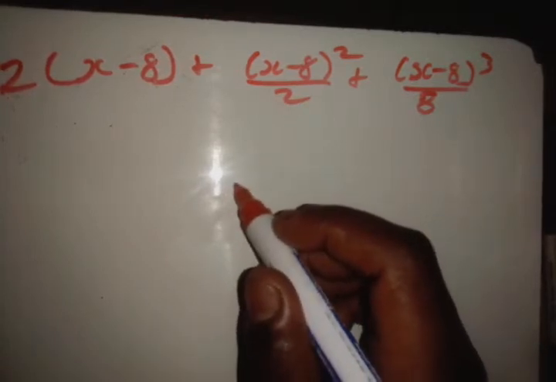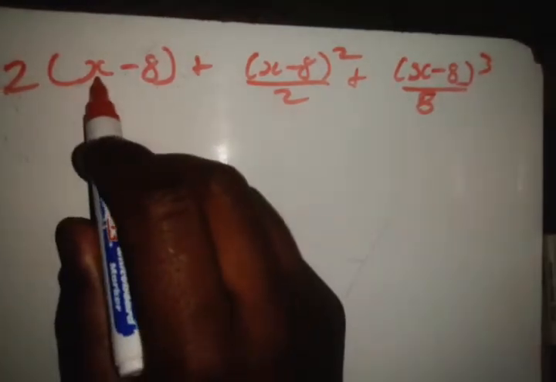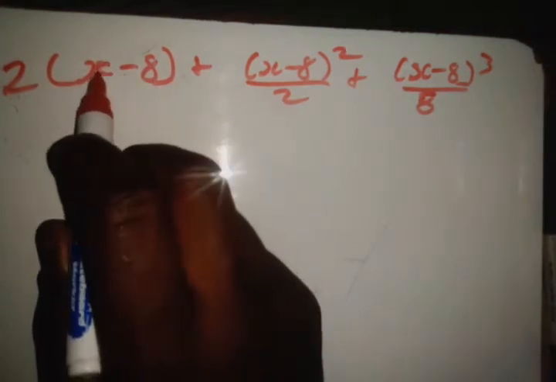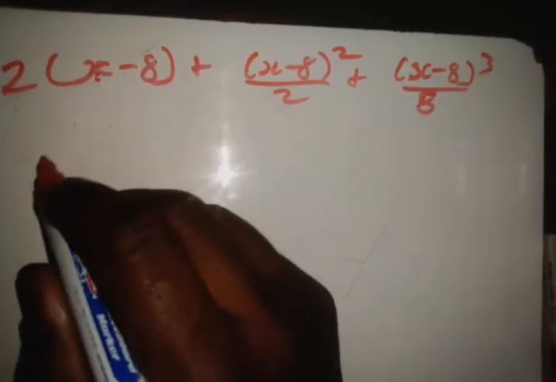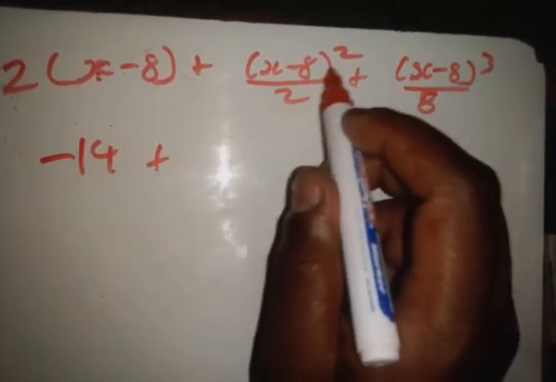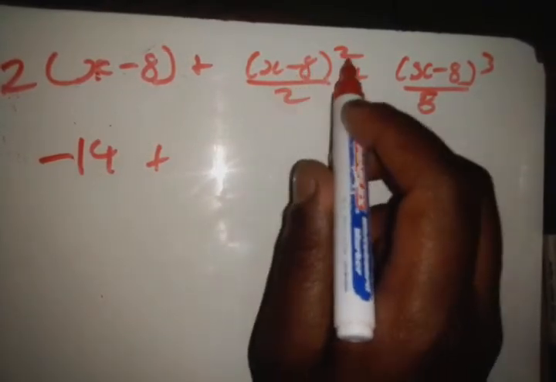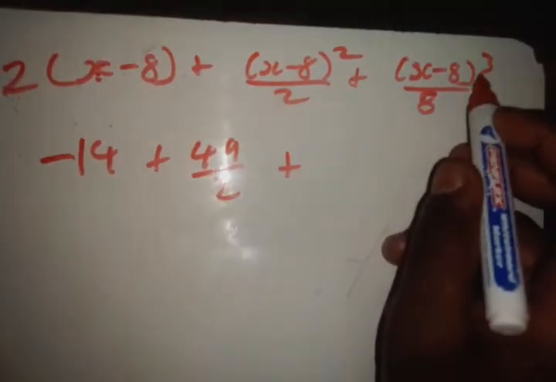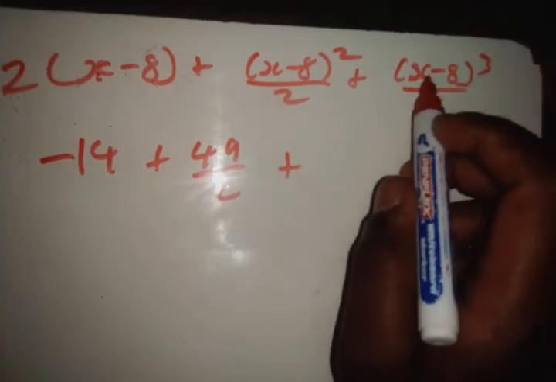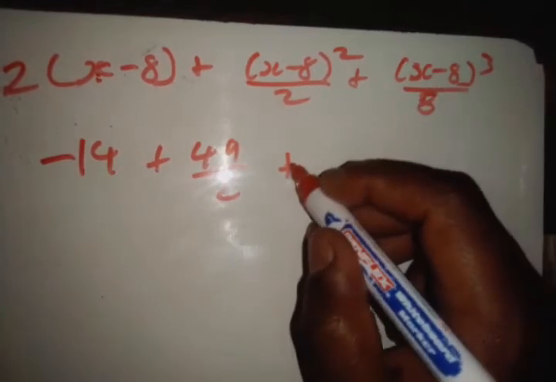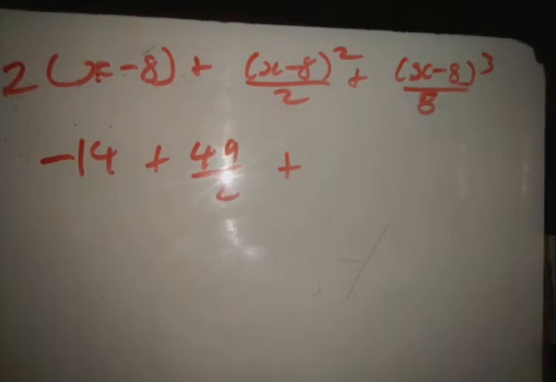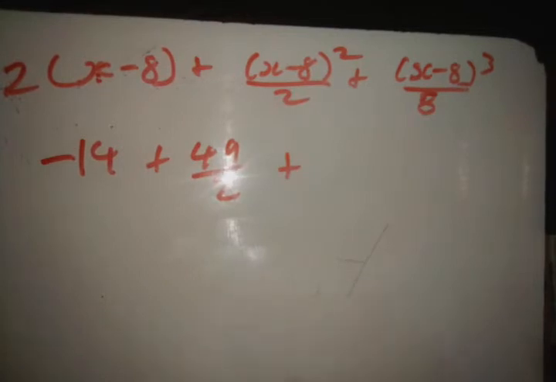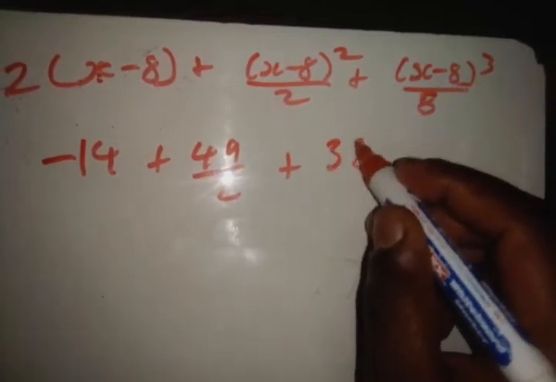So if they tell you now that x is equal to 1, you just have to substitute 1 everywhere there's x. So 1 minus 8 is minus 7, times 2 is negative 14. Plus, this is going to be negative 7 squared, which is 49. 49 divided by 2, so we'll have 49 over 2, plus, and then here we're going to have minus 7 cubed, which I think is maybe 243, I'm not sure, let me just check it out. Okay, so it's 343, so it's negative 343.